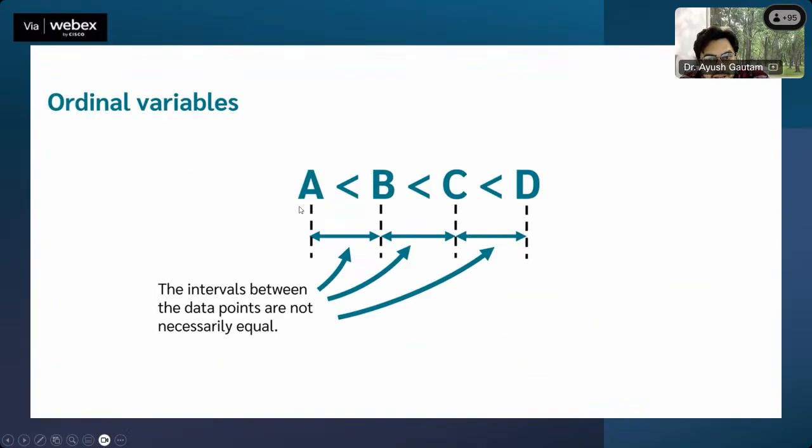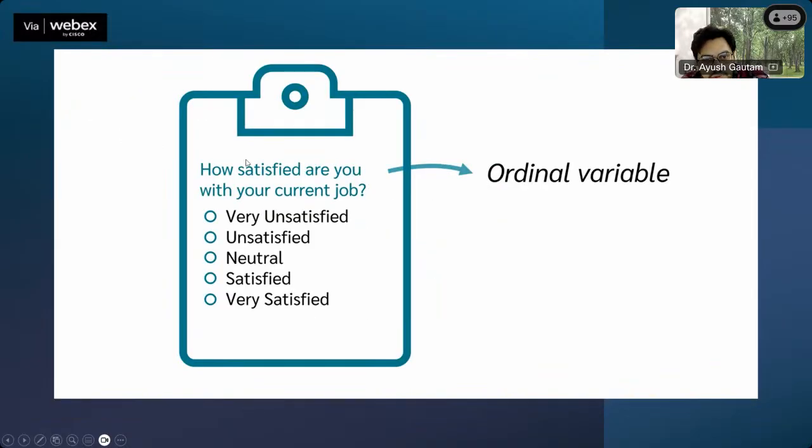But if we can arrange A, B, C, D in a sequence, like A is less than B, B is less than C, and C is less than D, then it is called ordinal data. But here the difference between C and D is not equal to the difference between B and C. So what is ordinal data? The data where we can arrange A, B, C, D in a sequence, but the difference between C and D is not equal to the difference between B and C, or between A and B. If the difference is not equal in the intervals, then it is called ordinal data. Examples are very unsatisfied, unsatisfied, neutral, satisfied. We already discussed this.